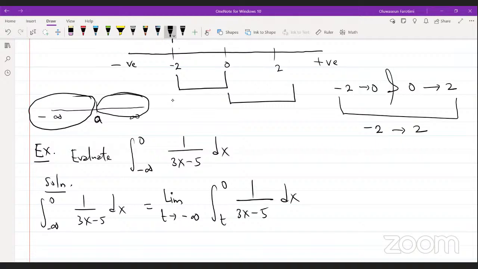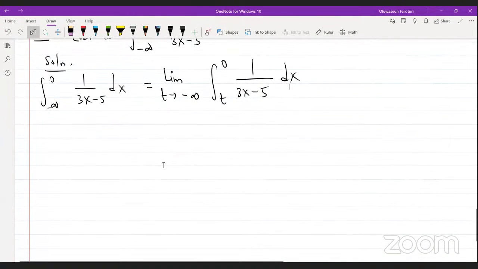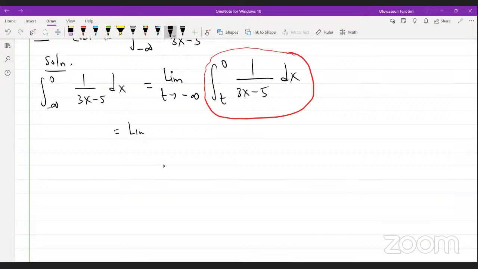Now, I need to say, guys, that improper integrals are special types of integrals, and for this special type of integral, you treat it specially in this manner. So that means I have to first evaluate the integral and then take the limit. So this is the limit as t goes to negative infinity.